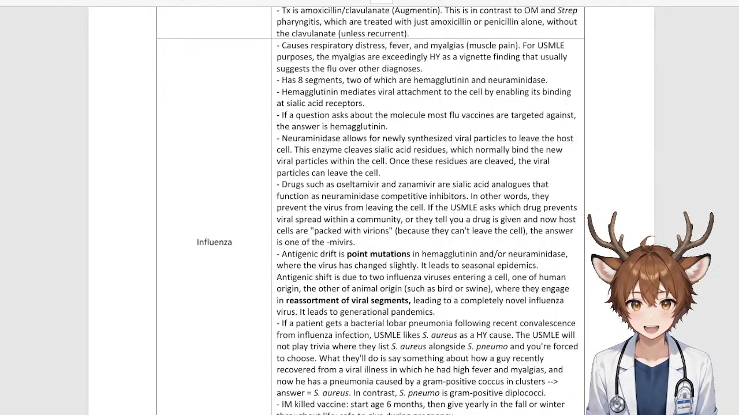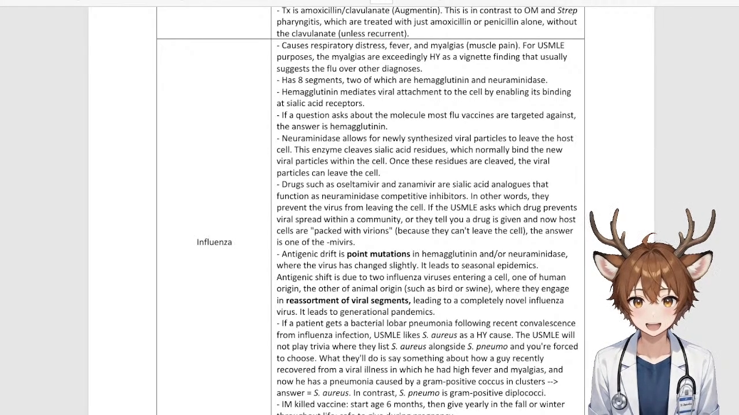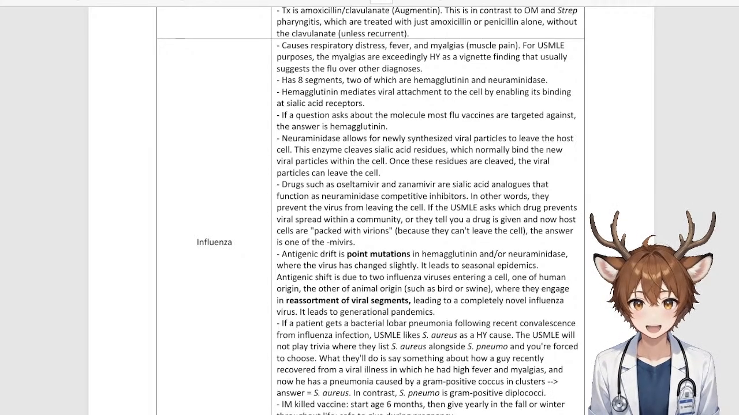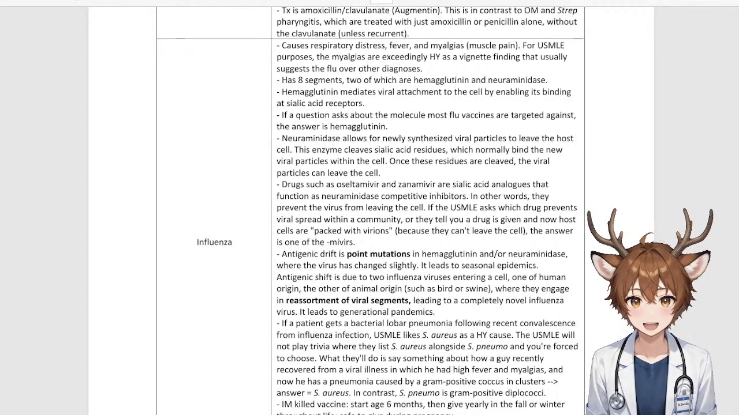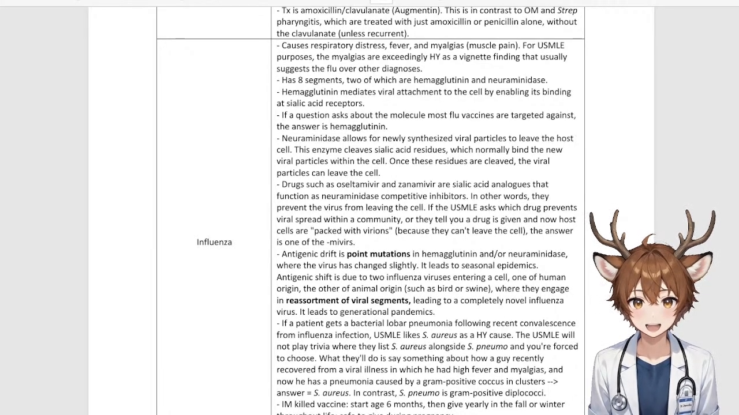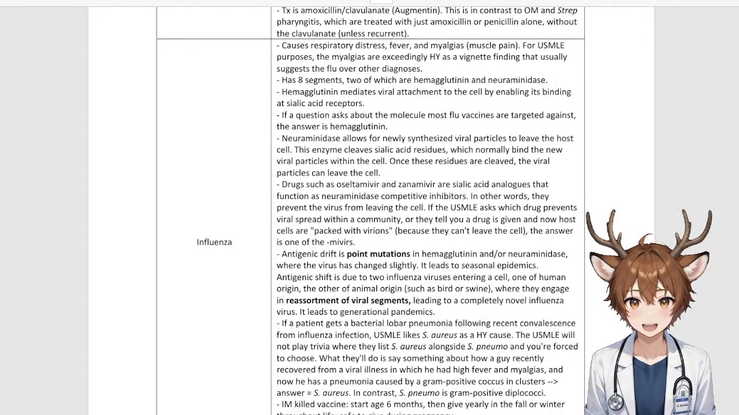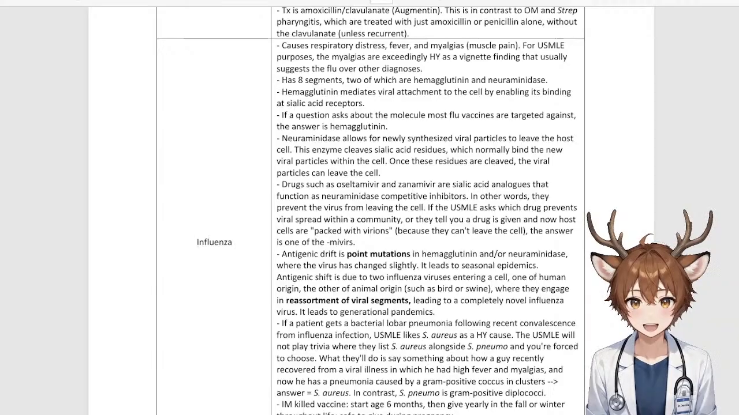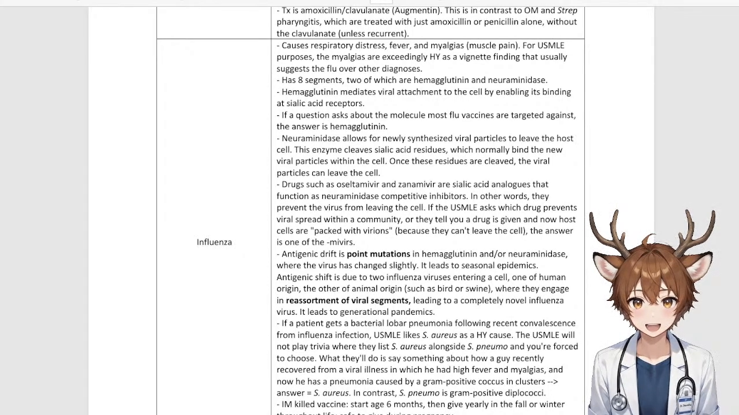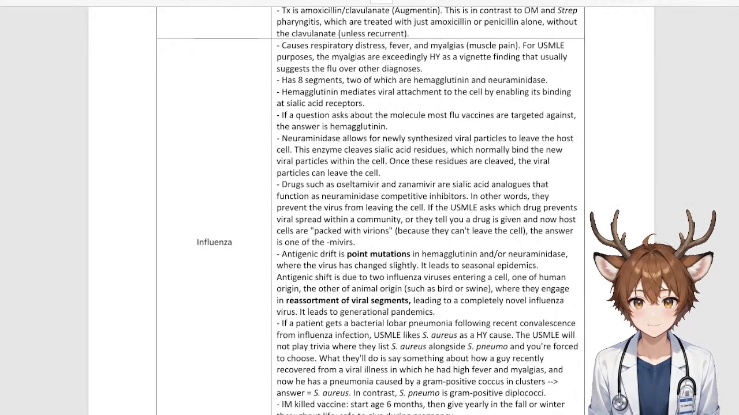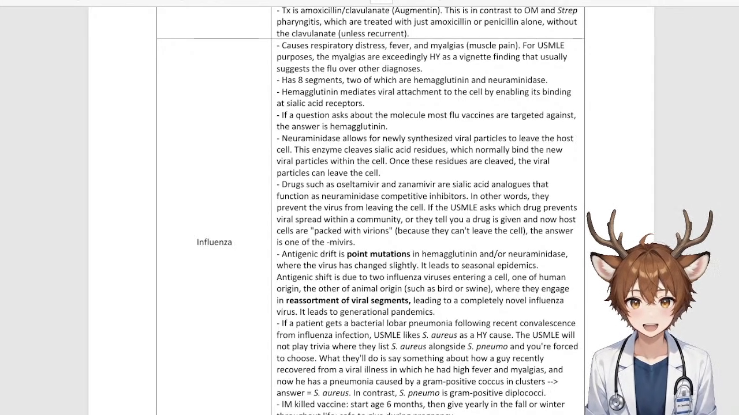If a patient gets a bacterial lobar pneumonia following a recent convalescence from influenza infection, USMLE likes Staph aureus as a high-yield cause. The USMLE will not play trivia where they list Staph aureus alongside strep pneumo and force you to choose. What they'll do is say something about how a guy recently recovered from a viral illness in which he had a high fever and myalgias. And now he has pneumonia caused by gram-positive cocci in clusters, leading to an answer of Staph aureus. In contrast, strep pneumo is gram-positive diplococci.